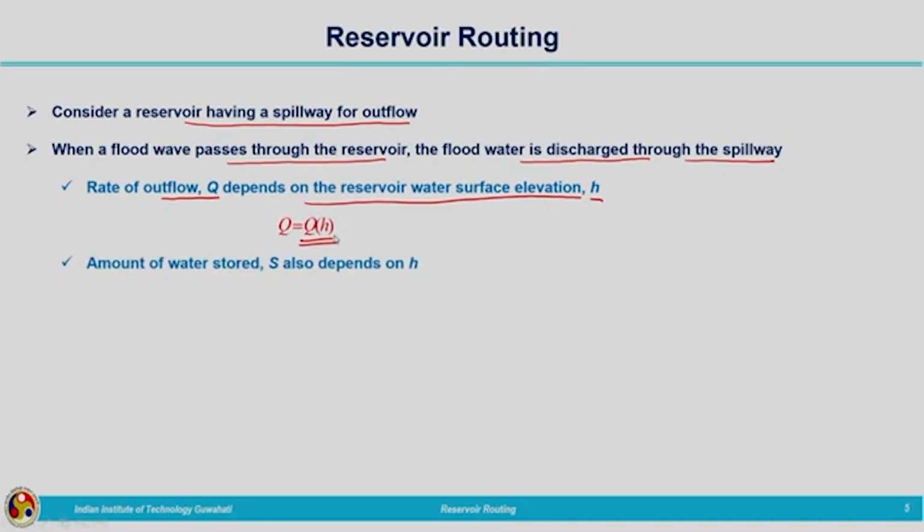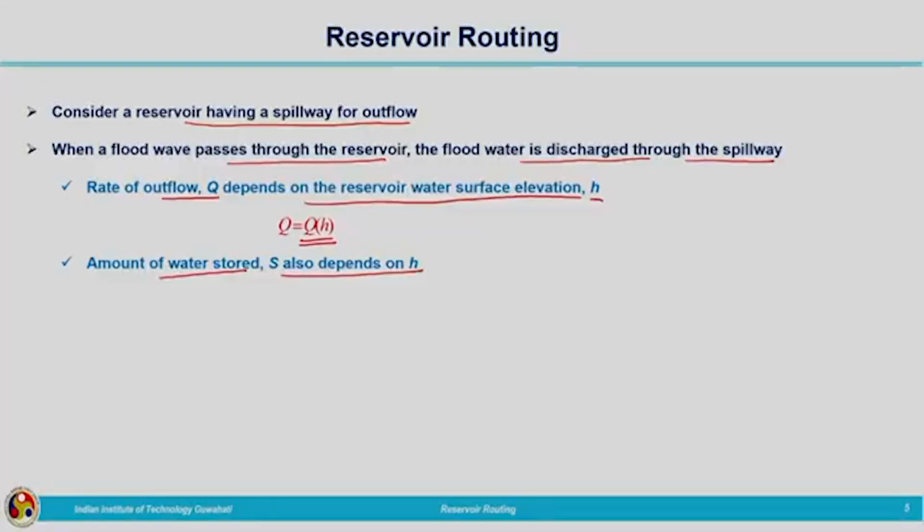Now, coming to the amount of water stored, S is also a function of H. What is S? Storage in the reservoir. How much water is stored within the particular reservoir? That also depends on H. As H is changing, storage will be increasing or decreasing. So, we can write S is equal to S of H. Q is a function of water level and storage is also a function of water level.